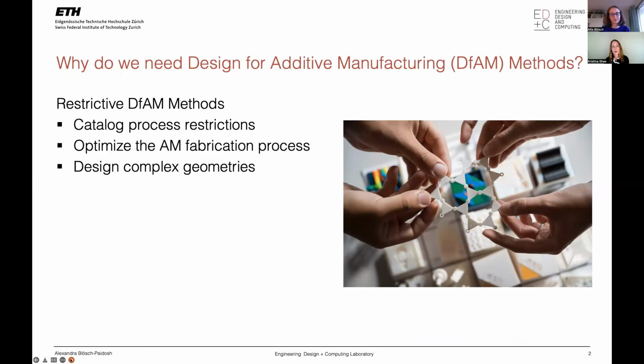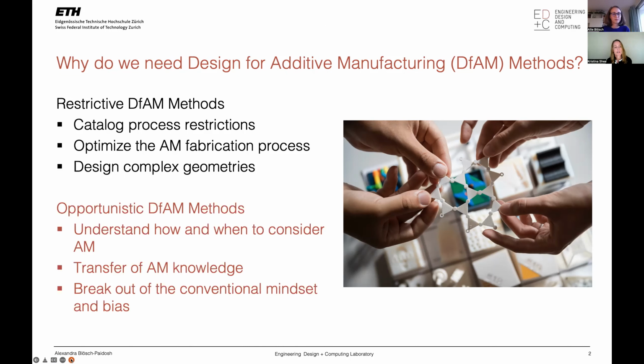So the first question is, why do we need design for additive manufacturing methods? There are several methods out there for restrictive DFAM. So for example, catalogs of process restrictions, optimizing the AM fabrication process, or designing complex geometries, for example, through structural topology optimization. And what Ali looked at in her PhD are opportunistic DFAM methods.